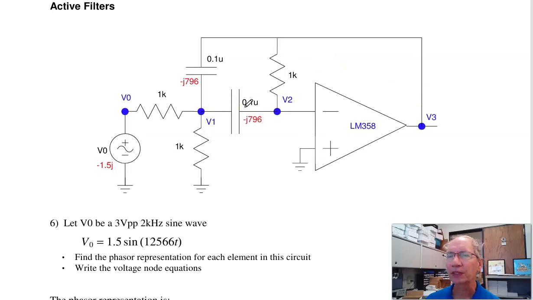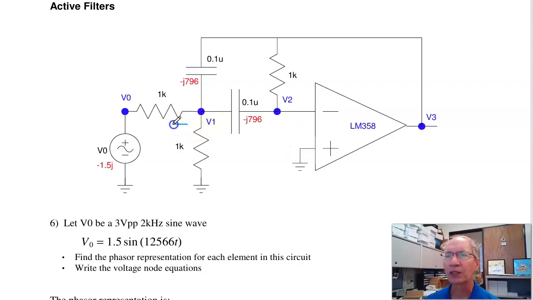Now write the node equations. I've got 1, 2, 3, 4 nodes. I need 4 equations for 4 unknowns. 1 is really easy. V0 is minus 1.5 J. 2 is easy. V plus equals V minus, V2 equals 0. I need 2 more equations.